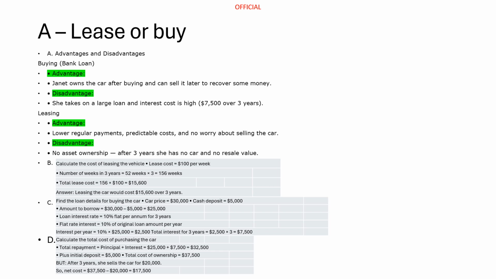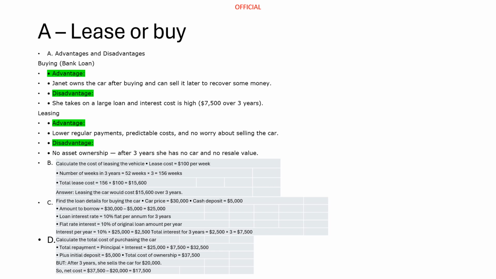So the interest per year would be $25,000 at 10%, $2,500 per year. So total interest for 3 years would be 2,500 times 3, which is 7,500. That's the interest she has to pay. Now calculate the total cost of purchasing the car. So 25,000 is the price of the car and 7,500 is the interest that she has to pay. This would give her 32,500, the total repayment.